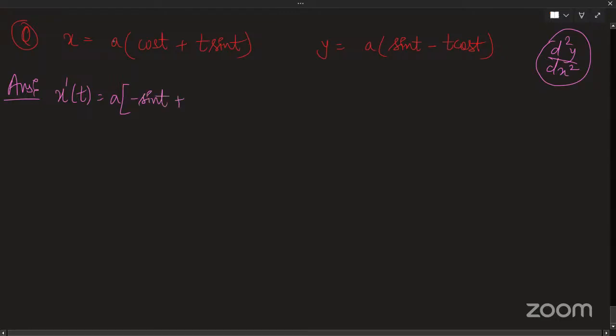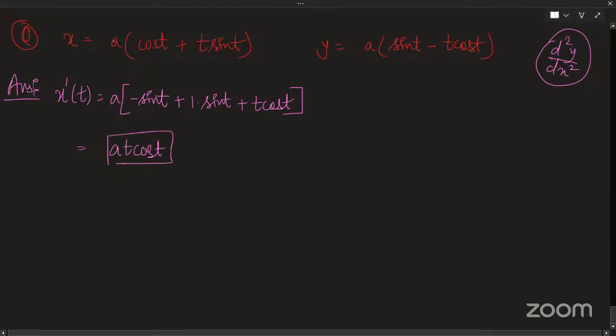So it will be minus sine t. How will you differentiate t into sine of t? You can apply product rule. So 1 into sine of t, plus t into cos of t. So this sine t will get cut. It becomes a t into cos of t.